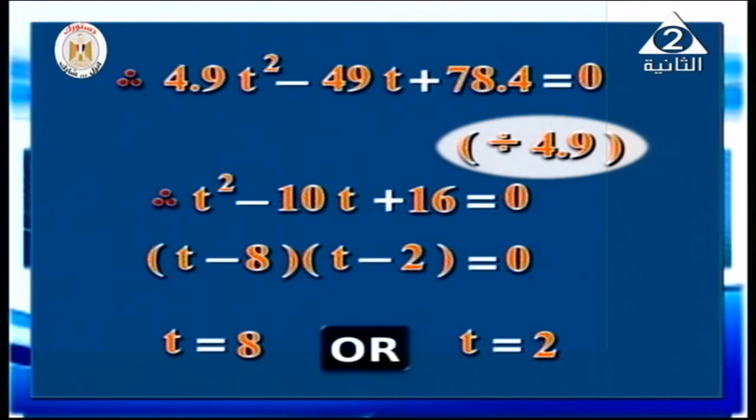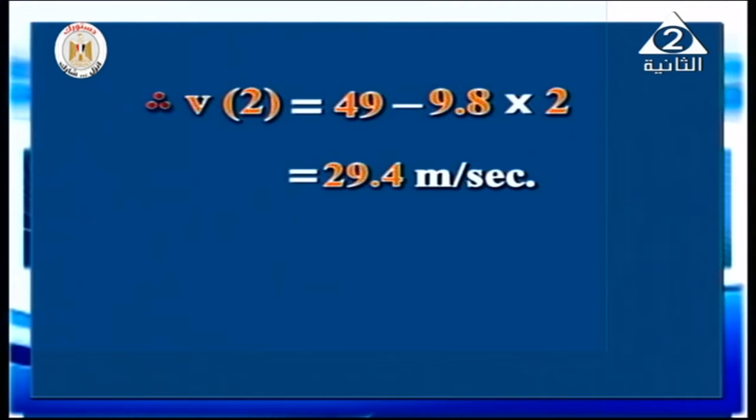How? My dear student, when the stone is projected up, it reaches 78.4 at 2 seconds. When it returns to the same height, t becomes 8 seconds. Find the velocity when t equals 2: by substitution, v equals 29.4 meters per second. What is the velocity when t equals 8?